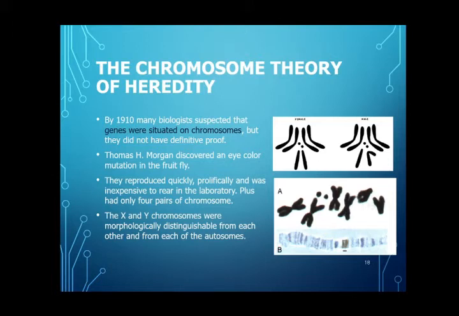The X and Y chromosomes were morphologically distinguishable from each other and from each of the autosomes. If you look at the picture there, those are the chromosomes in the fruit fly. Can you determine which one is the X and Y? On the left, the bottom 2 are the XX. For the male on the right, you can see on the bottom you have XY. The Y is the one that looks like a V there. So at first glance, the male is on the right, the female is on the left.